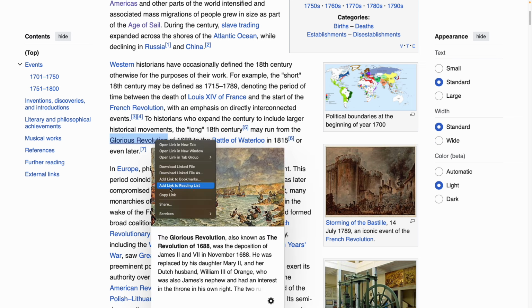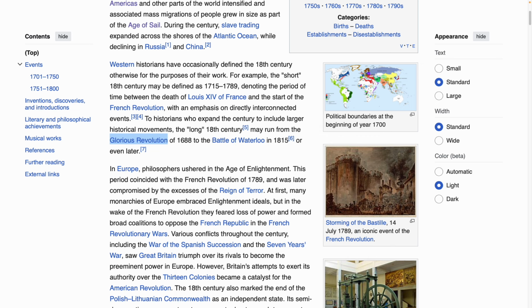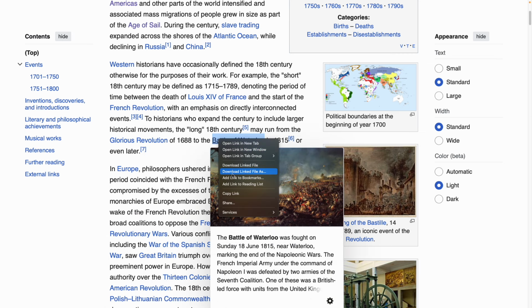also known as the Revolution of 1688, the deposition of James II, and replaced by his daughter Mary II and her husband William III of Orange. And the Battle of Waterloo was fought on Sunday the 18th near Waterloo, marking the end of the Napoleonic Wars. Napoleon was defeated. All right, I'm going to open reading lists for both of these.